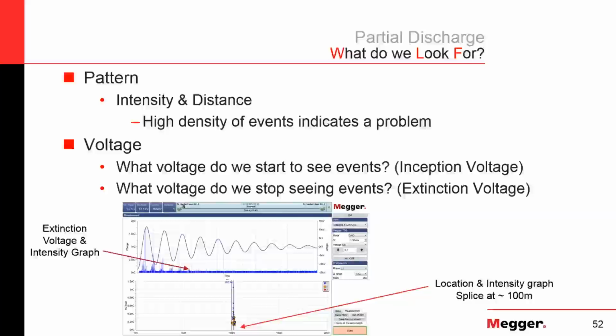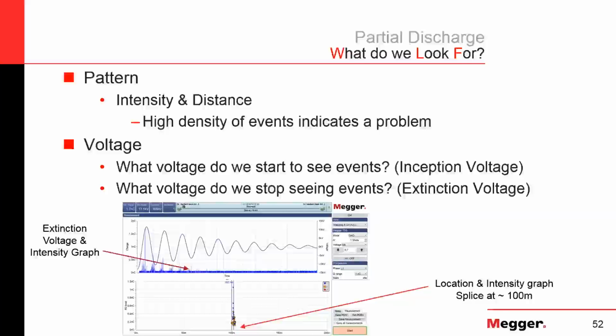So if we look on that picture, the bottom half of that picture, it shows a whole bunch of clusters of dots right in the middle there. That's a high density of events happening at the splice at about 100 meters away. The rest of the cable is in good shape.